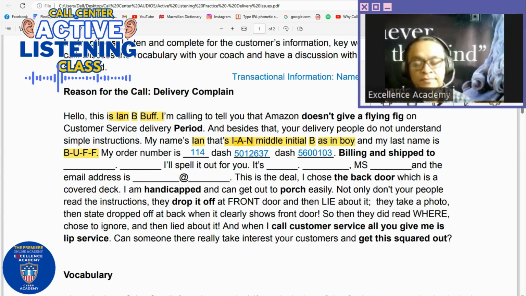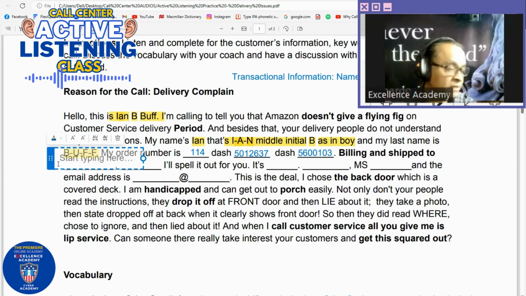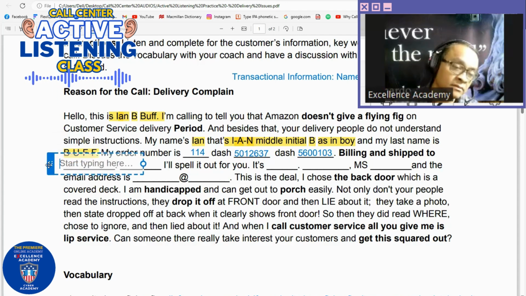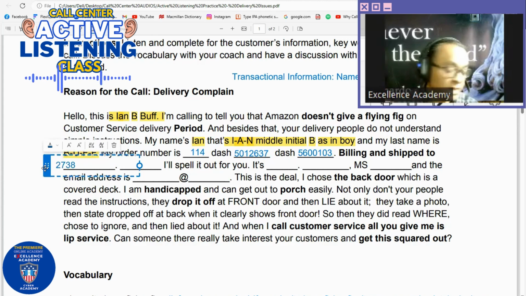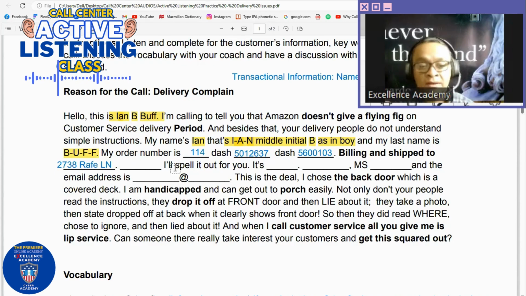Now let's go with the address. Shipped to 2738 Rafe Lane, Jacksonville, Missouri, 39201. Thank you so much, sir. So you said billing and shipped to 2738. Is that correct, sir? Yes. Thank you, sir. And that's in Rafe Lane. Rafe Lane. Is that correct, sir? Thank you. Can you spell Rafe for me, the street name? Thank you, sir. Billing and shipped to 2738 Rafe Lane, Jacksonville, Missouri, 39201.